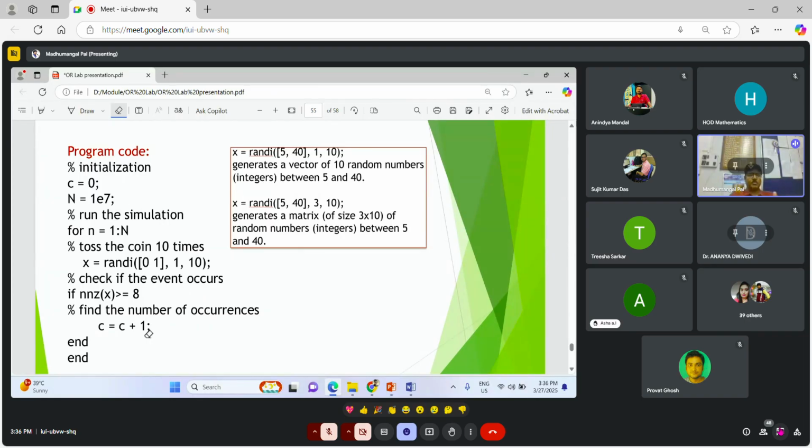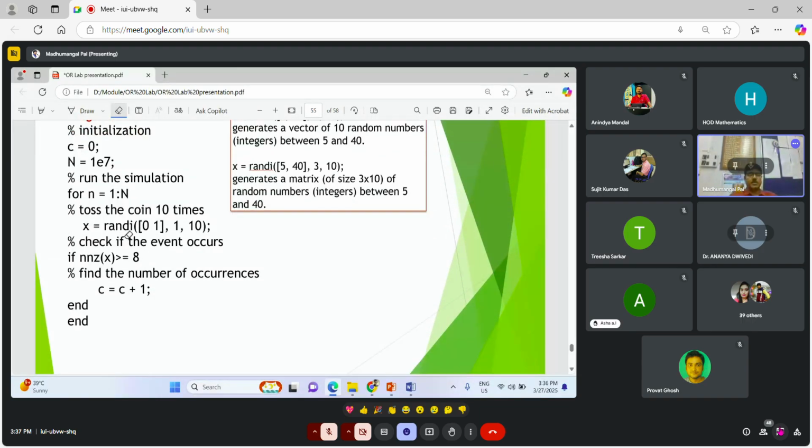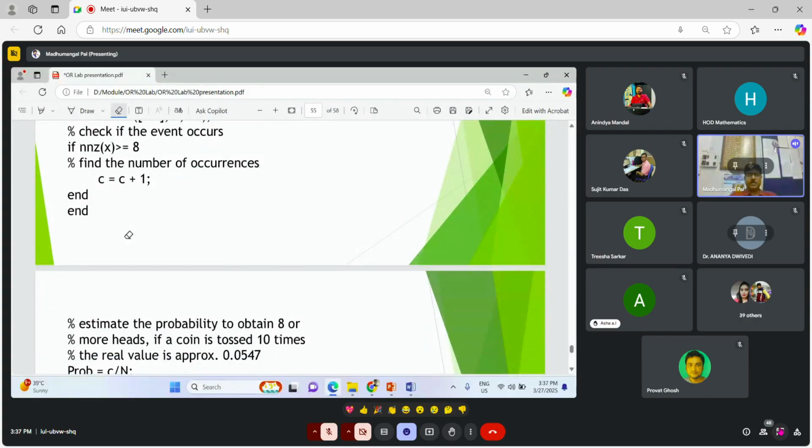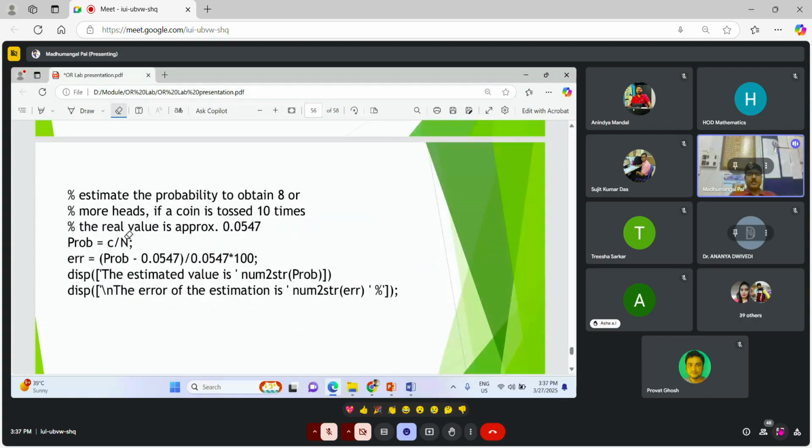If it is more than 8, then we assume that we are successful, because we are trying to find the probability of getting more than 8 heads. So for this reason, we have written c equals c plus 1. So this is one run. But we are repeating this experiment 10 to the power 7 times. So out of 10 to the power 7 times, how many times are we getting this, more than 8 heads? So finally the probability is c by n. n is the total number of experiments and c is the number of successful cases. So this is the probability.